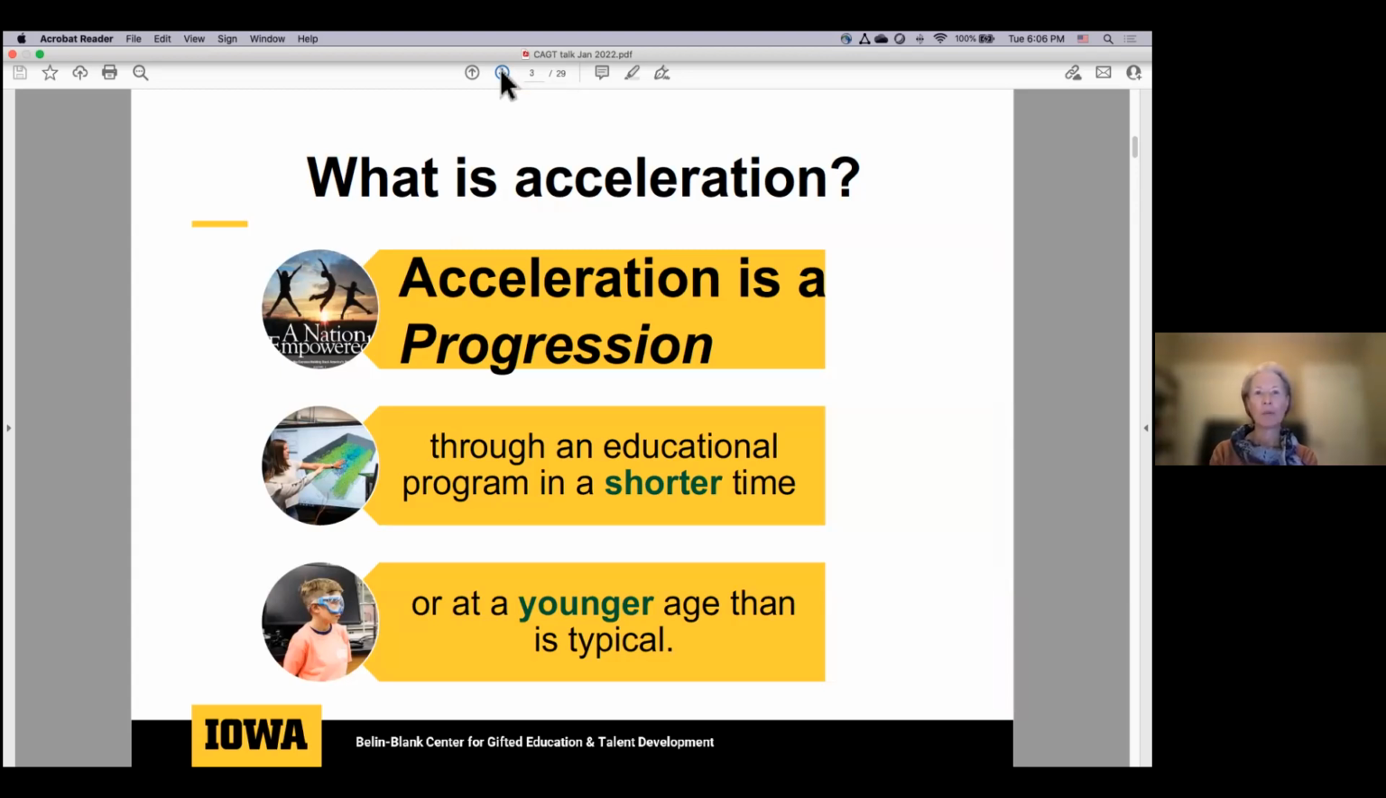And we all probably have an idea about what acceleration is, but there actually is an official definition. And that definition is that acceleration is progression. So it represents moving through an educational program in a shorter time or at a younger age than is typical. So it's pretty simple and pretty short, but it actually really has served us well as a field for decades, more than 70 decades, and it still seems to be quite applicable.